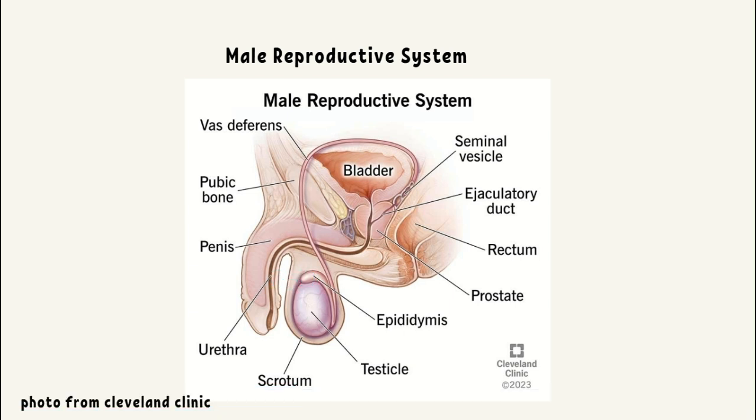So what the vas deferens does is that it carries sperm from the epididymis to the seminal vesicles, right? So look at it. It's carrying the sperm from here to the seminal vesicles. And then you probably say, what are the seminal vesicles? So basically, they are glands that produce a fluid rich in fructose, which nourishes the sperm and makes up a large part of the semen.